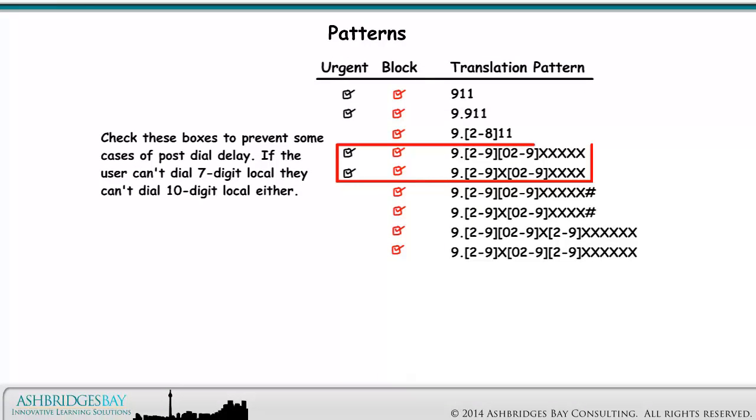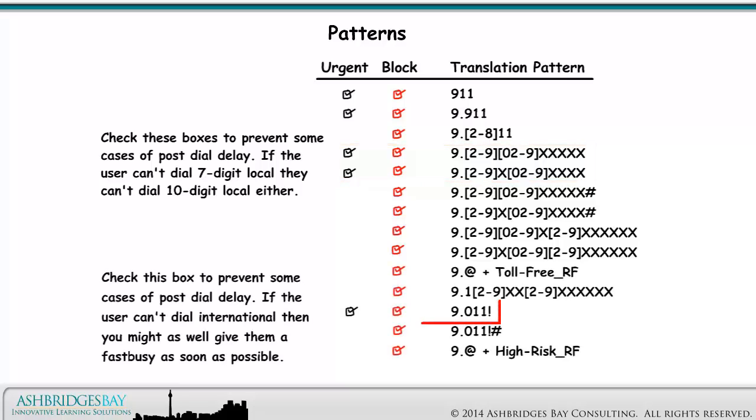Check these boxes to prevent some cases of post-dial delay. If the user can't dial 7-digit local, they can't dial 10-digit local either. Check this box to prevent some cases of post-dial delay. If the user can't dial international, then you might as well give them a fast busy as soon as possible.